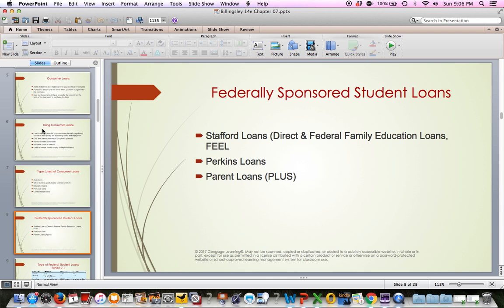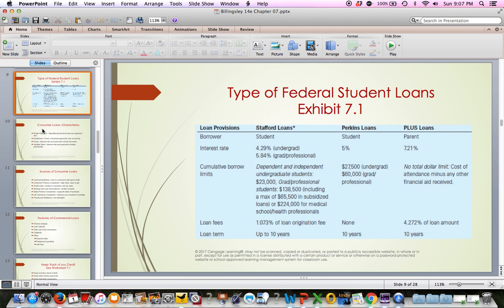Or student loans. I'm guessing a lot of you are aware of student loans. The Stafford loans, direct and federal family education loans, Perkins loans, and parent loans, what they call PLUS loans. These are all federally sponsored student loans that many of you are probably using to some degree to help pay for your tuition at USF. So Exhibit 7.1 from the chapter talks about what some of those student loan types are and what the interest rates are, what the limits are, the fees, and what the terms of the loan are. I'm guessing a lot of you are doing some things like this already.